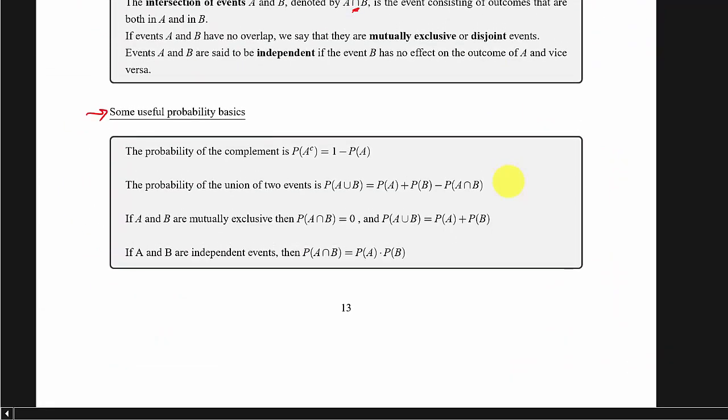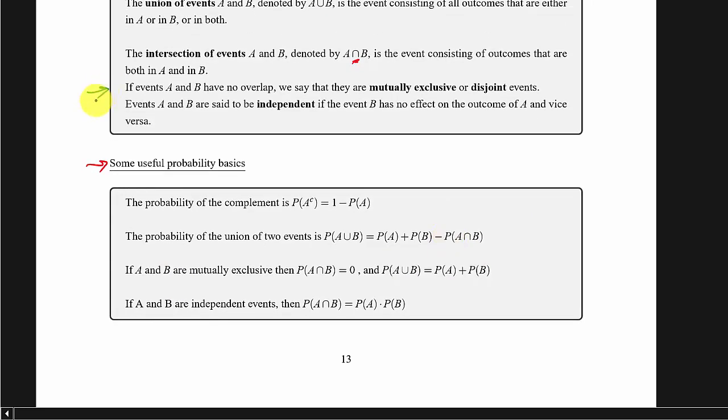All right, and then we have the probability of the union of two events: the probability of A union B equals the probability of A plus the probability of B minus the probability of A intersect B. And before we read the next one, let's go back up here to this definition. It says if events A and B have no overlap, in other words, they have nothing in common, we say that they are mutually exclusive or disjoint events. And events A and B are said to be independent if the event B has no effect on the outcome of A and vice versa.